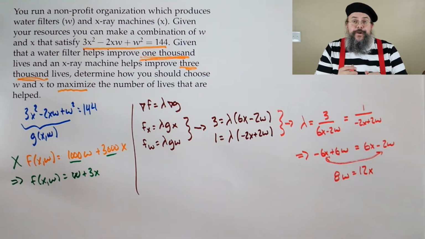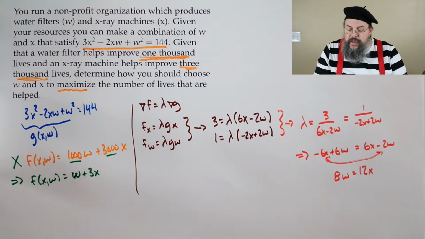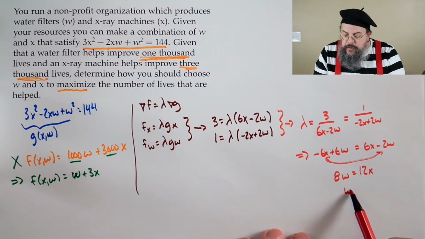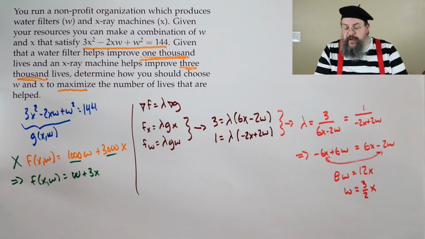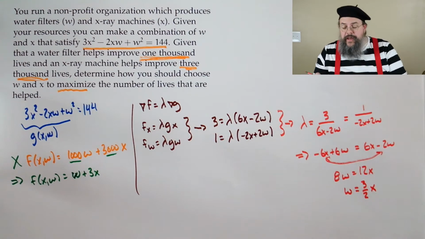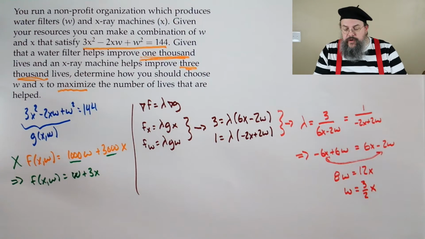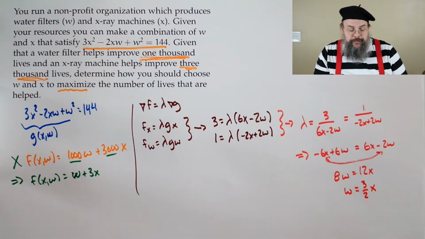All right, wonderful. So now we have a nice relationship between x and w. In fact, we can divide both sides by 8, and we can say, look, w is 3/2 x, because 12 over 8 is the same as 3 over 2, just cancel a common factor of 4. So that's a really nice relationship. And we're going to take that now and plug it into our constraint, which is also a nice relationship. Between the two of them, we're going to get what we need.